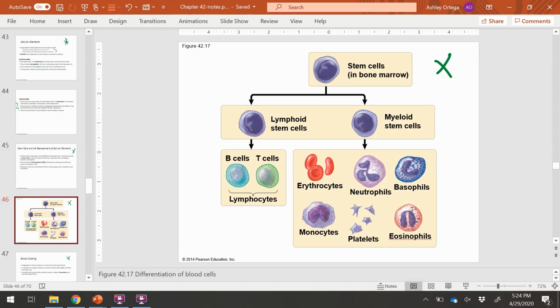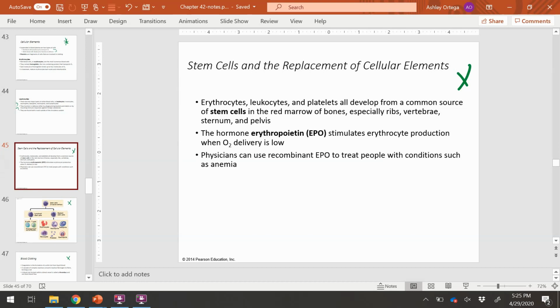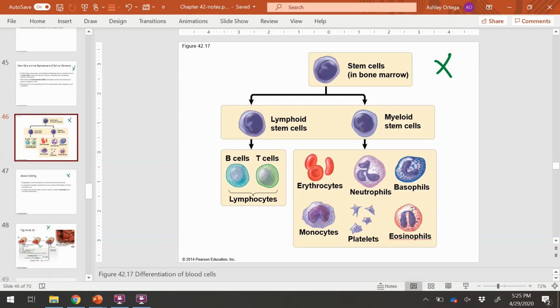So here you can see how that process comes about in terms of cell development. Stem cells in the bone marrow will lead to the lymphoid and myeloid stem cells, and these will produce other cell types that you see below. But again, this is not something I ask you to memorize.